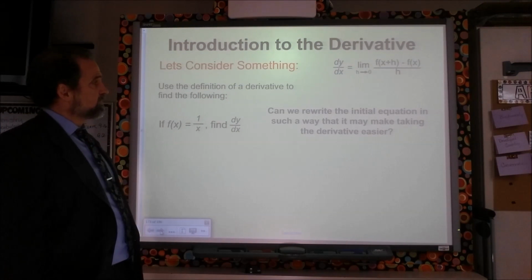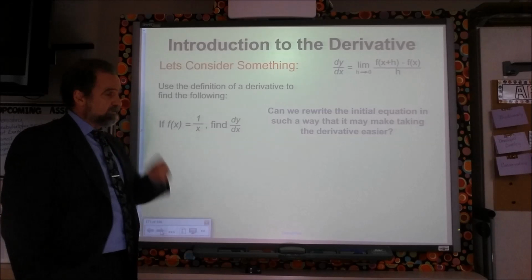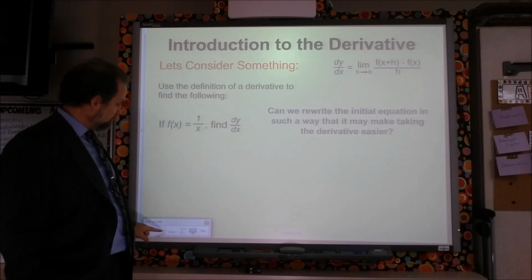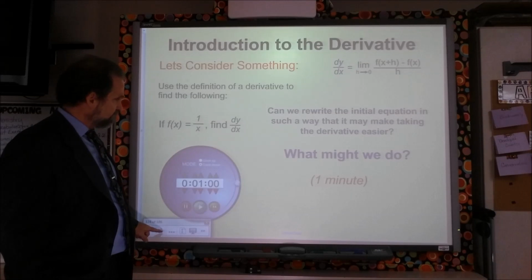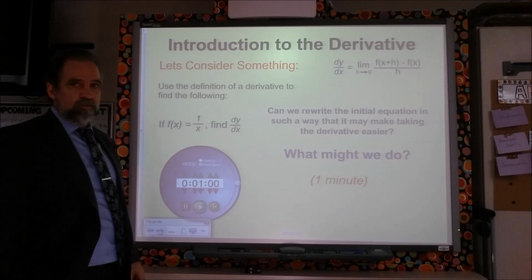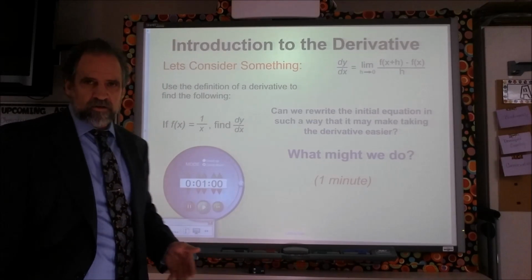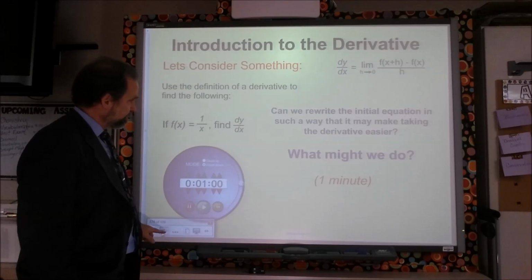Can we write the initial equation in such a way that it makes taking the derivative easier? And I think we can. How do we say we could write that? As x to the negative 1, right? And if we wrote it as x to the negative 1 and tried it, you'd find you'd end up having to flip that thing back and forth anyway. So it's a wash, and I'm not going to focus on it.